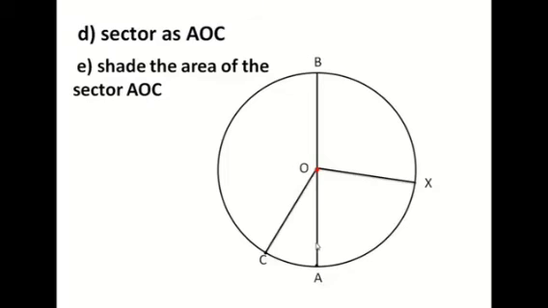So the sector you can see here is AOC. It is the region bounded by the arc AC and the radii OC and OA. So you have to shade that part also. So please do it. With your pencil only you can shade that area and show it. Here you can see I have shaded the area of sector AOC. Okay. So I hope you all have also completed.